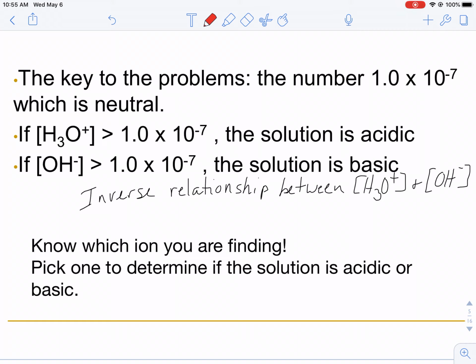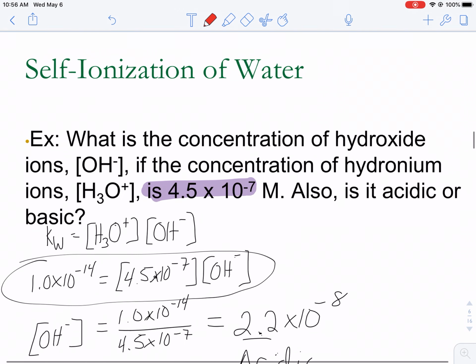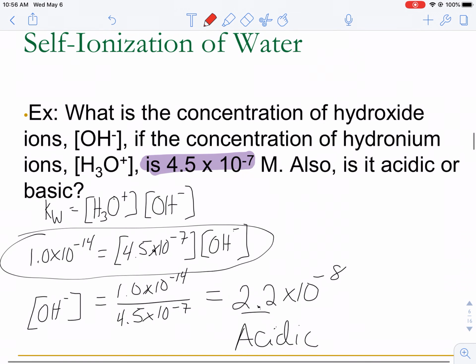The big thing is that you pick one of the ions, either hydronium or hydroxide, and you use it to determine whether a solution is acidic or whether a solution is basic. So what do I mean by that? Let's say that we have the question, what is the concentration of hydroxide ions if the concentration of hydronium ions is 4.5 times 10 to the negative 7th molarity.